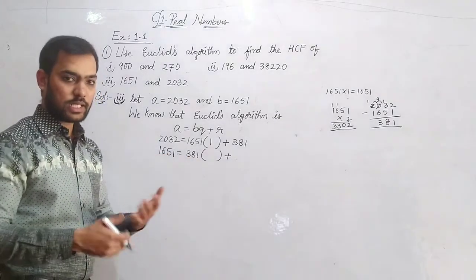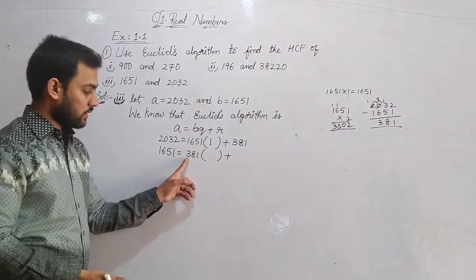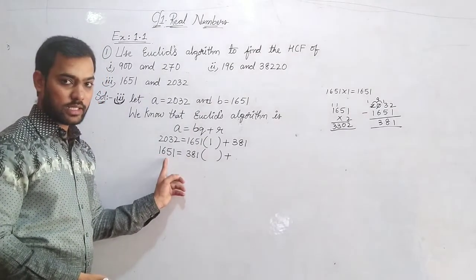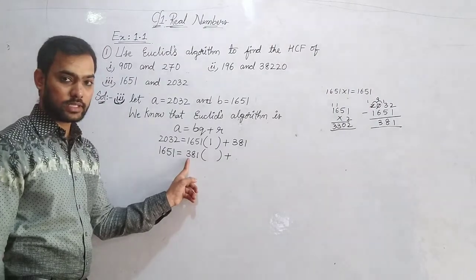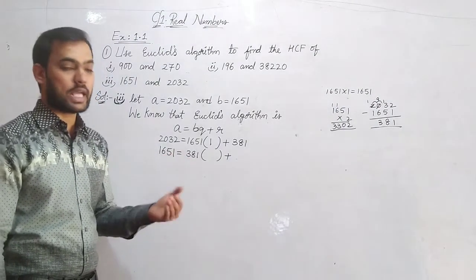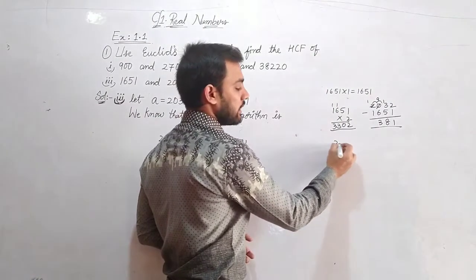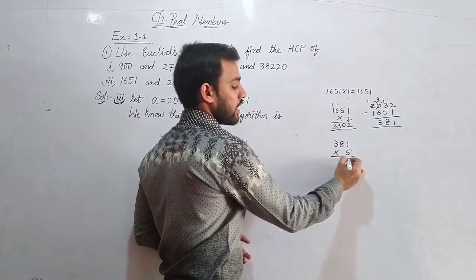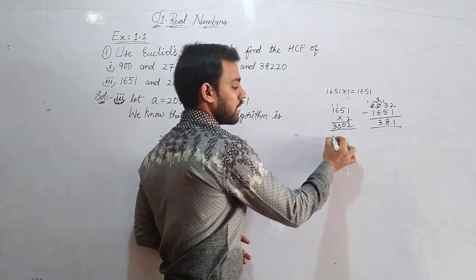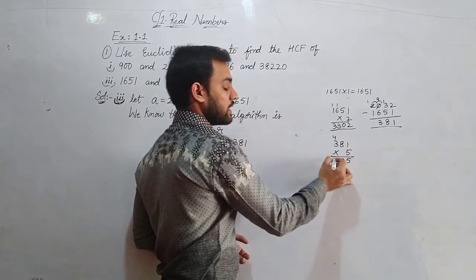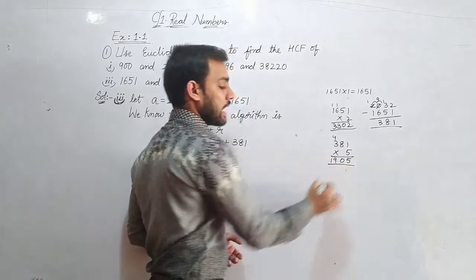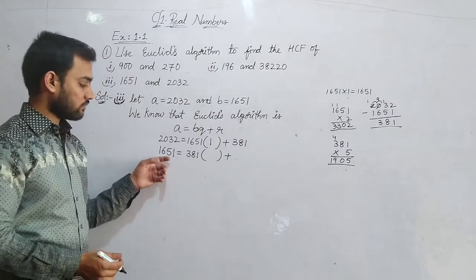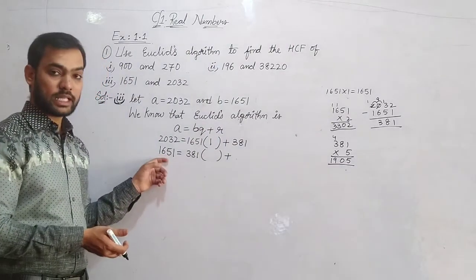381 ones are 381, like that. If you go on, I need to get 1600, right? Here we are having 300, but here we are having 1600 actually. So I will multiply 381 with 5. 5 ones are 5, 5 eights are 40, 5 threes are 15 plus 4 is 19. So I am getting a number exceeding this one.